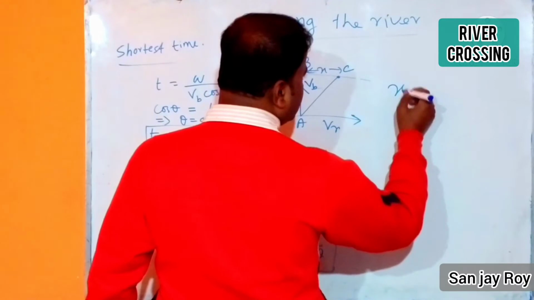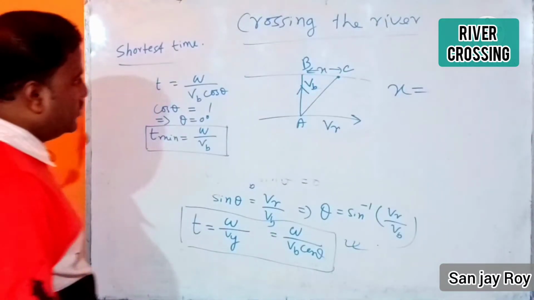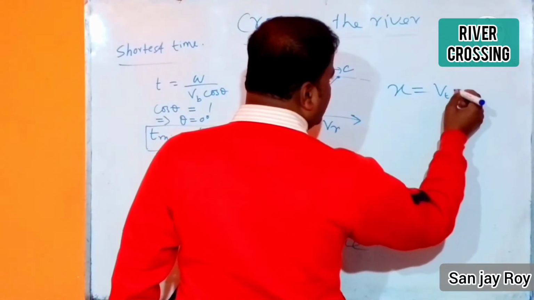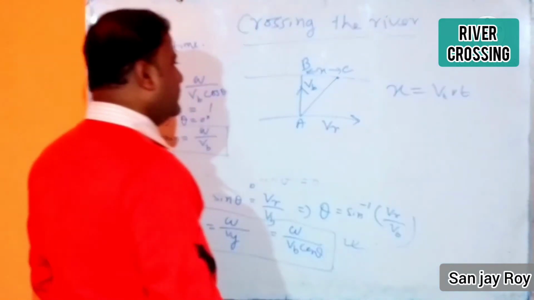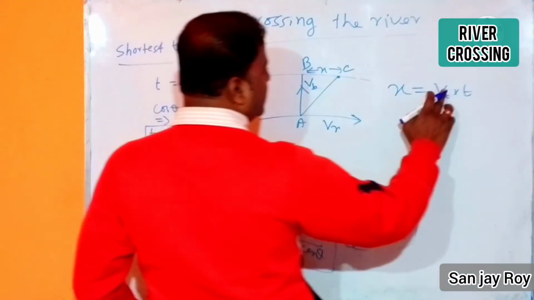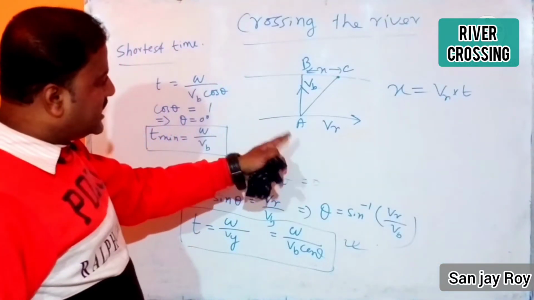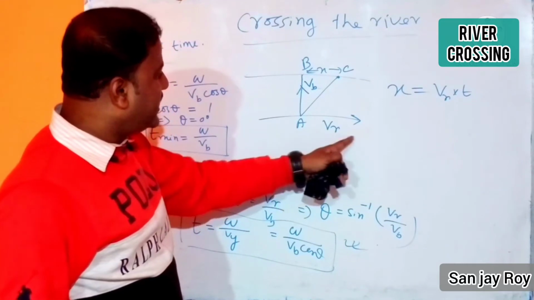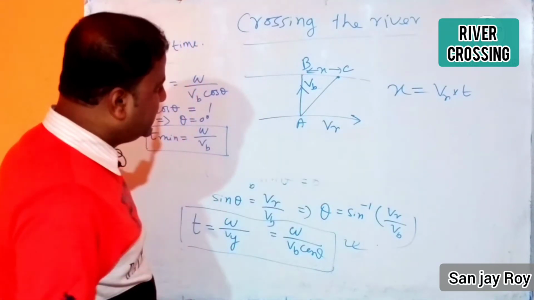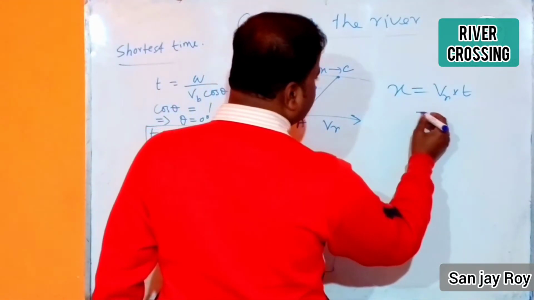This is the drift along the x direction. What will be the velocity of drifting? Here x equal to VR into T. This drift along the x direction is only due to the river current VR, because VR is along the x axis. Then drift x equal to VR into T.